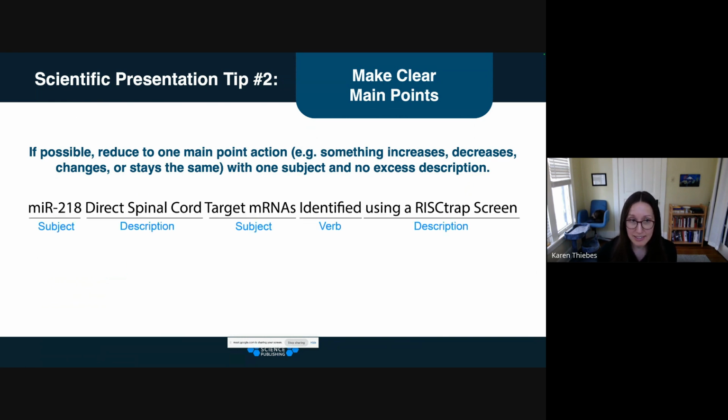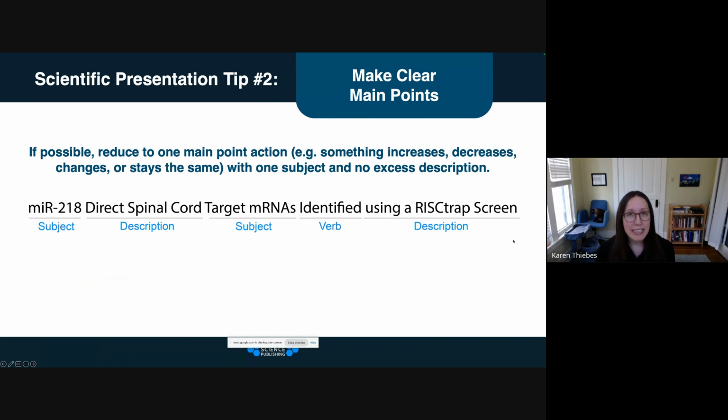This next sentence was used in my PhD publication, and it's good for a manuscript, right? Scientific publications require a lot more dense detail for accuracy and clarity than a presentation where it's a poster or a talk. And so this sentence I'm showing you here is based on my PhD research, says microRNA 218 direct spinal cord target mRNAs identified using a RISC trap screen.